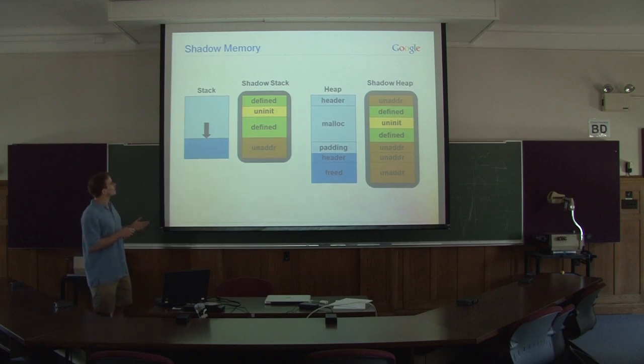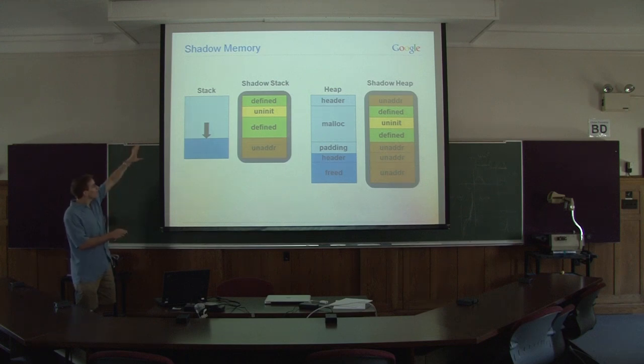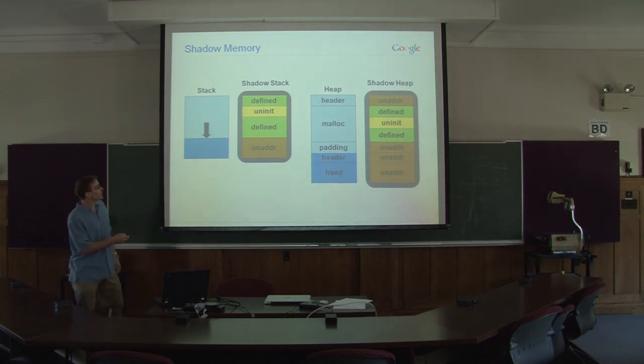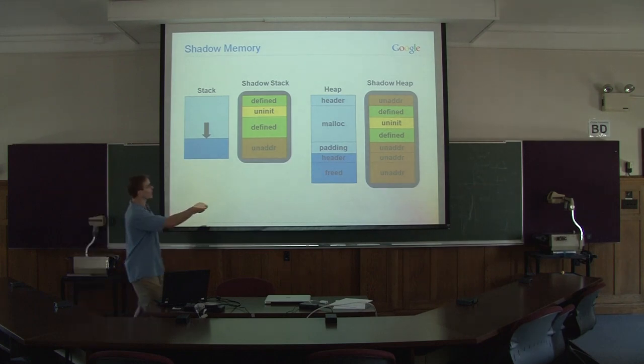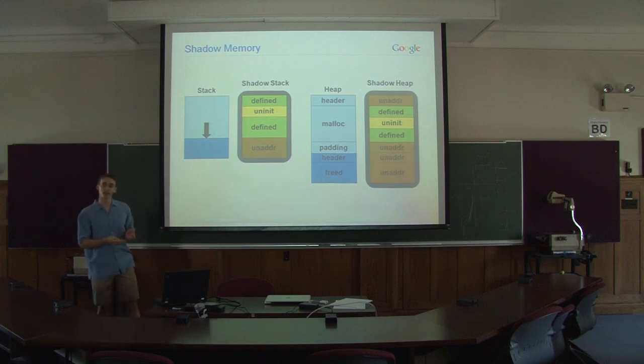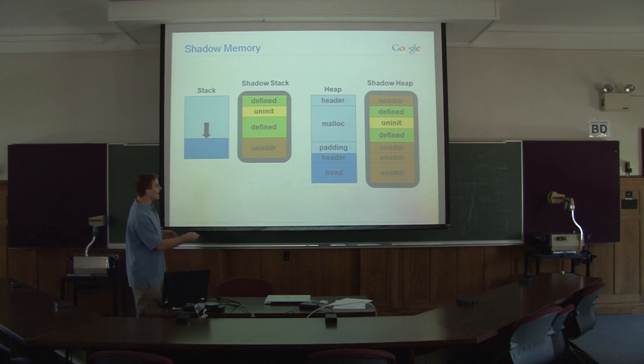And you end up with pictures like this. So here's the original application stack. You're going down, there's a stack pointer. So beyond the top of the stack is all unaddressable. Within your stack frame, some of it might be defined if you've written to it, but it's going to start out unaddressable. Here's some heap. So here's a malloc you call, and that's going to start out uninitialized, and as you write to it, you can define it. And the header, the tool considers the padding to be unaddressable. And you've got a free block down here.